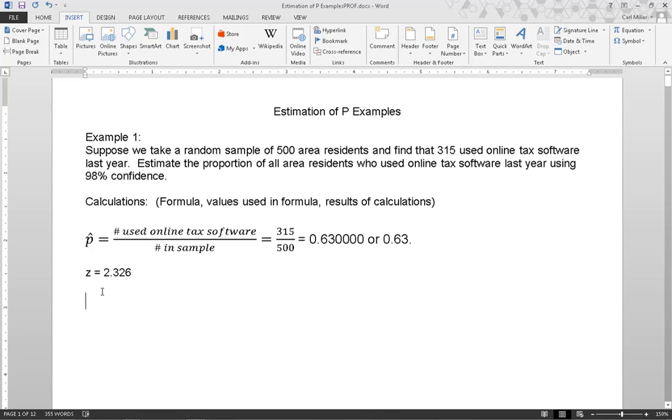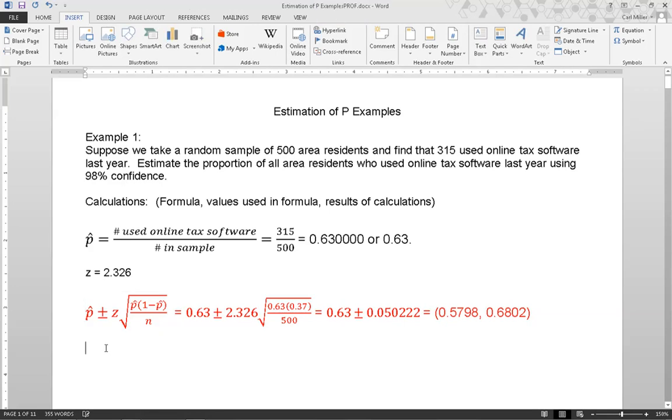Then we have our formula. In this case, the sample proportion plus or minus the z-score times the estimated standard deviation. So 0.63 plus or minus 2.326 times the square root of 0.63 times 0.37, which is 1 minus 0.63, divided by 500. In this case, I'm going to keep 4 digits after the decimal point for the proportion. So I end up with 0.5798 for the lower limit and 0.6802 for the upper limit.